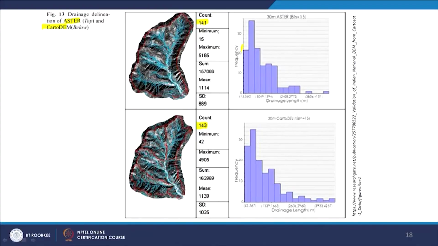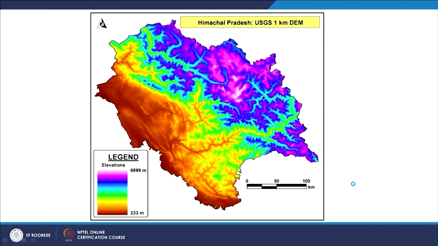So this comparison is more valid in that sense because the same technique has been used, though the sensors are different, but resolution-wise they are the same. The variation you can see in different drainage lengths is definitely much different in both these models. This part I have already discussed, how to assess the visual.